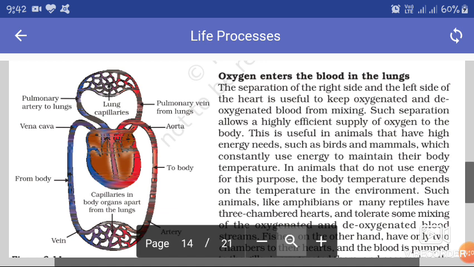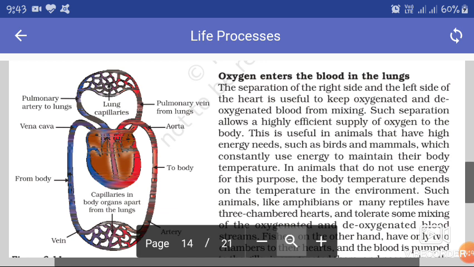The separation of the right side and the left side of the heart is useful to keep oxygenated and deoxygenated blood from mixing. Such separation allows a highly efficient supply of oxygen to the body. This is useful in animals that have high energy needs, such as birds and mammals, which constantly use energy to maintain their body temperature. In animals that do not use energy for this purpose, the body temperature depends on the temperature in the environment.